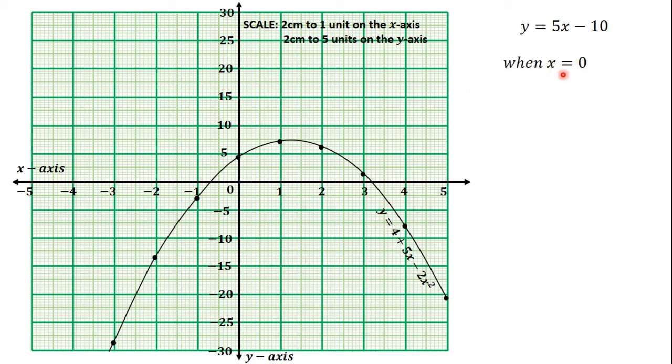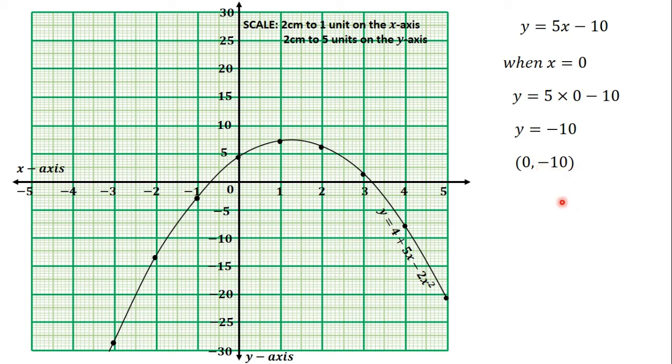So let's find y when x is equal to 0. So our first assumption is x is equal to 0. When x is equal to 0, y will be equal to 5 times 0 minus 10. And this will give us y is equal to minus 10. So when x is 0, y is minus 10.